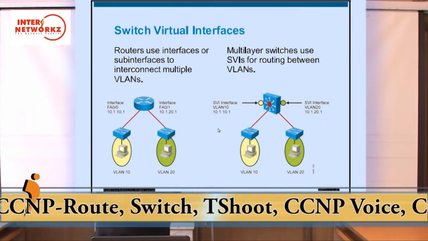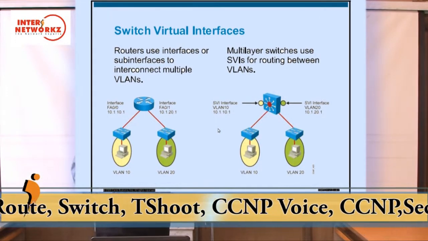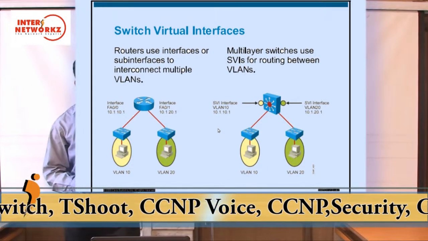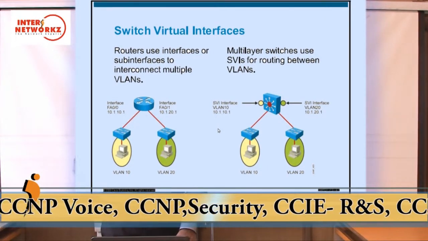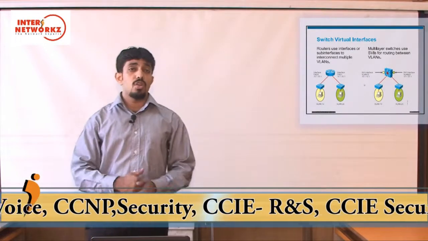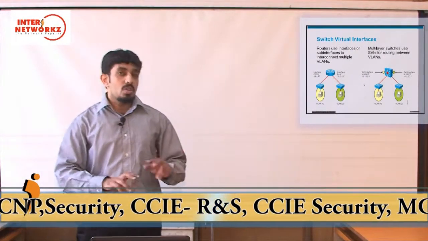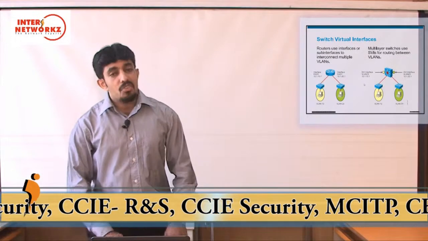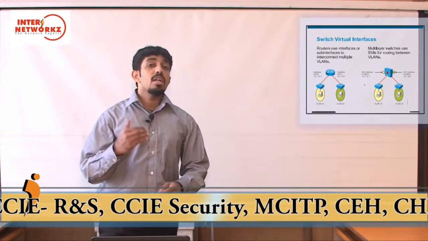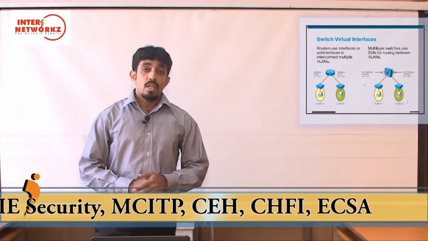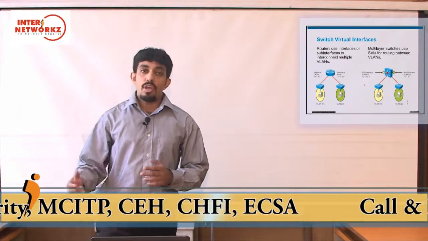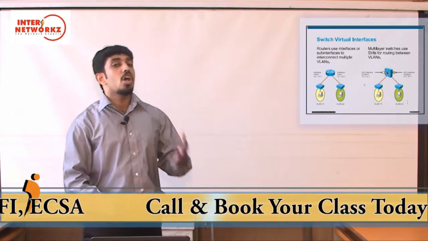So there is no physical interface present on the switch. Instead you can create a logical interface by saying interface VLAN 1, 2 or 3, depending on the VLANs you have. So you can go to configure terminal and say interface VLAN 10. On interface VLAN 10 you can put an IP address, say 10.1.1.1, and the subnet mask 255.255.255.0. So now a new virtual interface will be created.